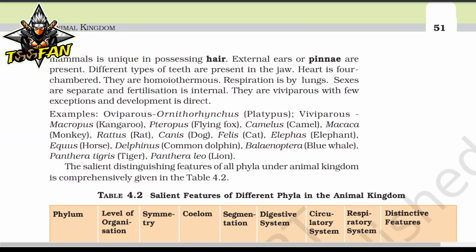External ear or pinna is present. Different types of teeth are present in the jaw. Heart is four-chambered. They are homoiothermous. Respiration is by lungs. Sexes are separate and fertilization is internal. They are viviparous with few exceptions and development is direct.